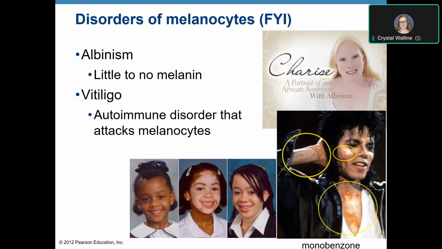Autoimmune disorders are chronic and progressive, so they get worse over time. And you can see that albinism in this young woman has progressed as she's aged. These are all photos of the same individual. These are her school photos. And you can see how the albinism progressed to more areas of her skin as she got older. Michael Jackson also suffered from albinism, and he did not like how I'm sorry, I misspoke.